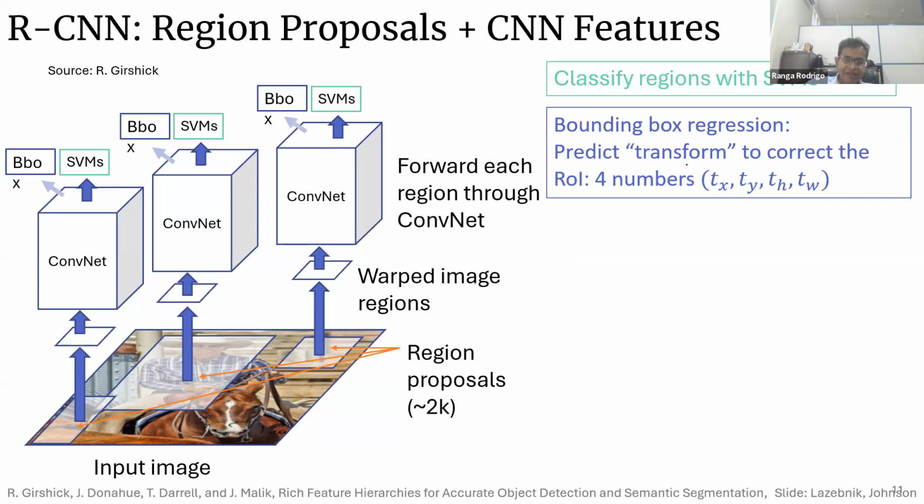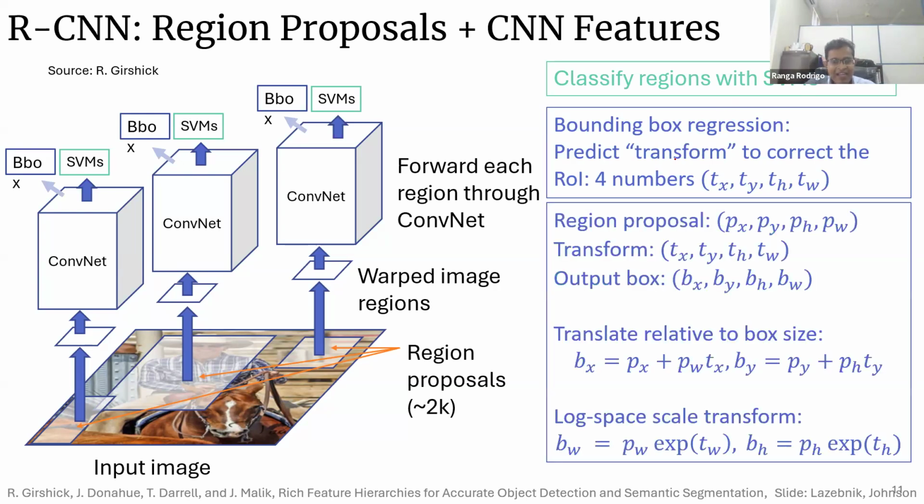Classify the regions with SVM and bounding box regression to predict the transform that corrects the region of interest with four numbers: tx, ty, th, tw. There are some things they do before the regression, the transformation, but we will not worry about it. I think you understand the idea of R-CNN.